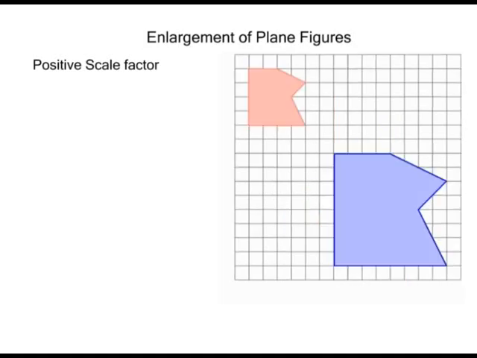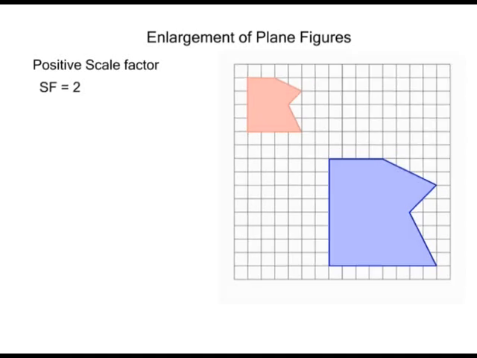The scale factor of an enlargement is how many times bigger a shape has been made. What is the scale factor of enlargement of the pink shape? The pink shape has 1, 2, 3, 4 boxes down, and the blue shape has 1, 2, 3, 4, 5, 6, 7, 8 boxes. Now I know that 8 divided by 4 is equal to 2, and so the scale factor is 2.